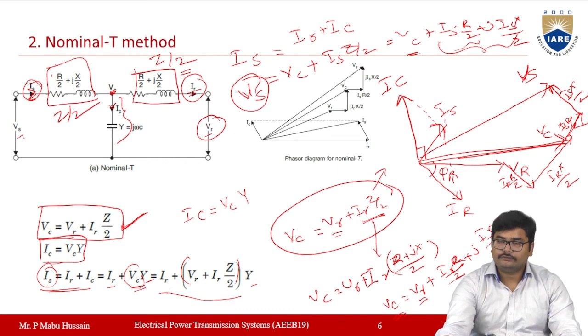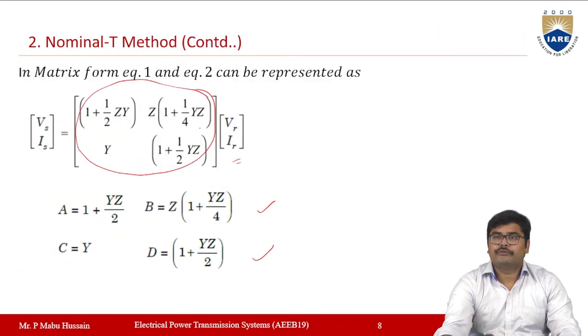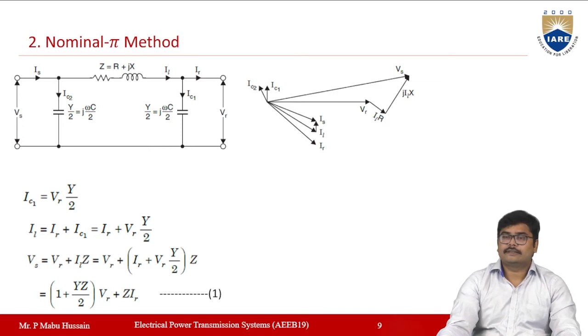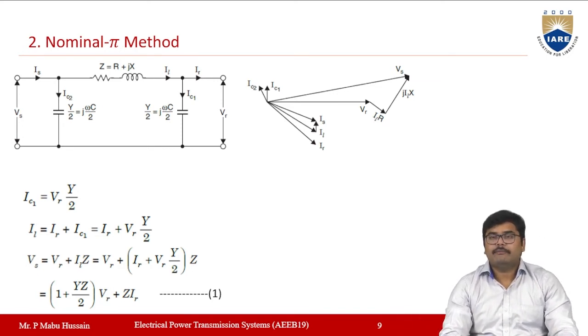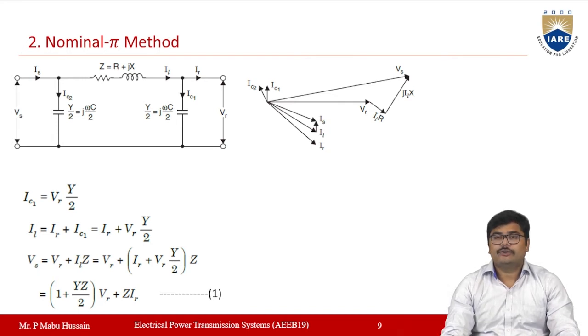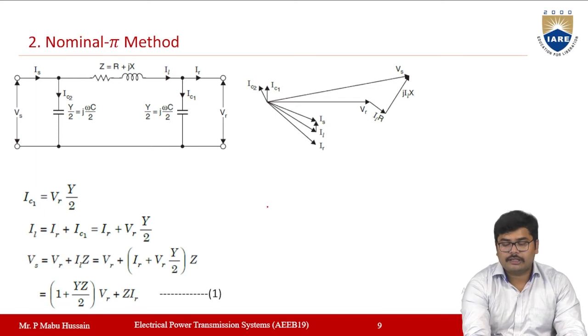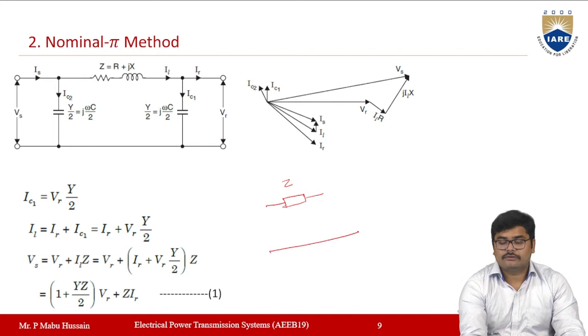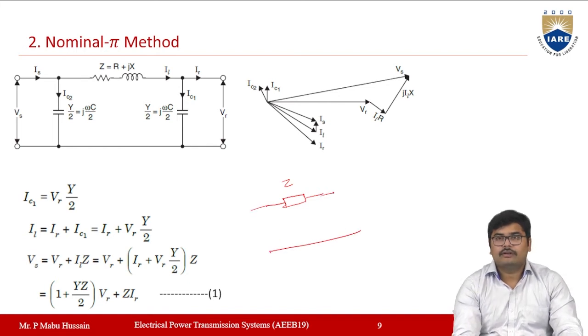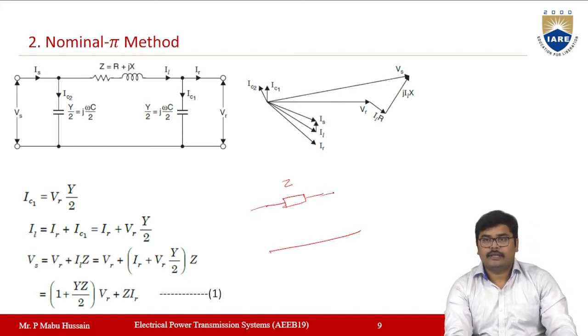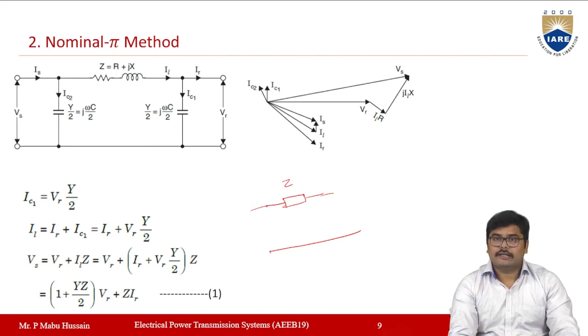Okay, then let us go for the nominal pi method here, right? In the nominal pi method, the total capacitance of the medium transmission line will be divided into two halves, right? One half will be connected at the sending end, another half will be connected at the receiving end. So if you take a transmission line, you will have the transmission line impedance Z here, right? Which is the series parameter. This includes both resistance and inductance.